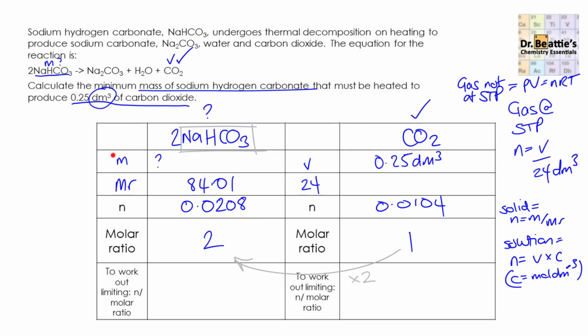84.01. And then we want to work out the mass. This is our final goal, and we're dealing with a solid. So we're going to rearrange this equation here: mass equals number of moles times Mr. So our answer ends up being 1.75 grams. So we know theoretically, if we were to take 1.75 grams of sodium hydrogen carbonate and allow it to undergo thermal decomposition, we would produce 0.25 decimeter cubed if 100% of this mass converted into carbon dioxide.